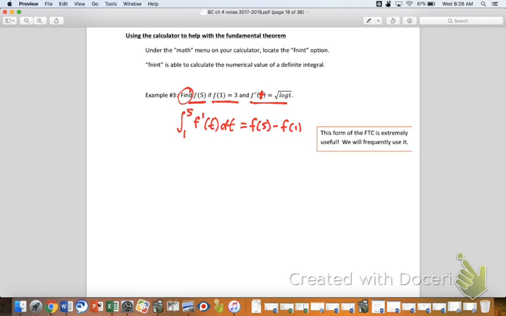Notice two things have happened. The antiderivative has undone the prime part of this, and we're finding the difference between the upper evaluation minus the lower evaluation. Does that make sense? Okay. So then how does this work? How does the 3 come into play? Well, we know that f of 1 is 3, so I could rewrite this as f of 5 minus 3.